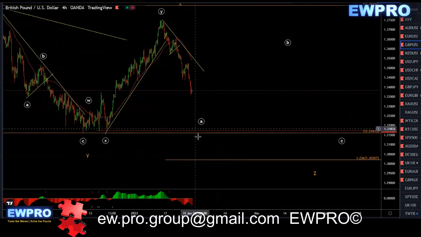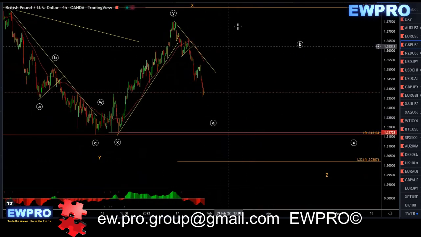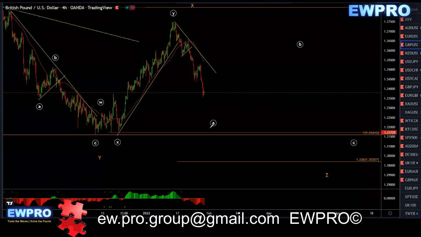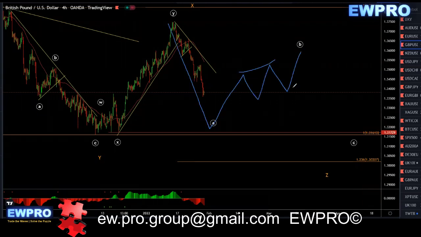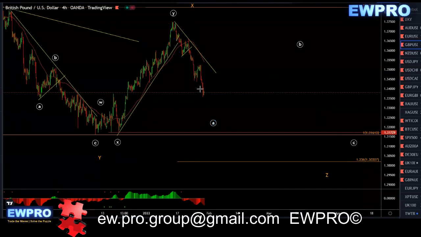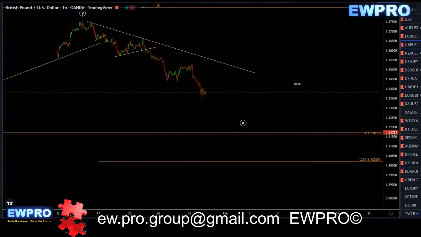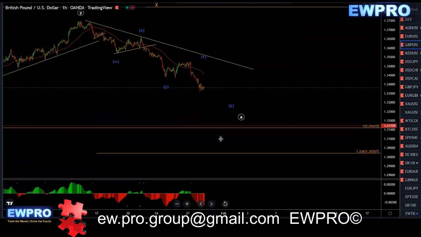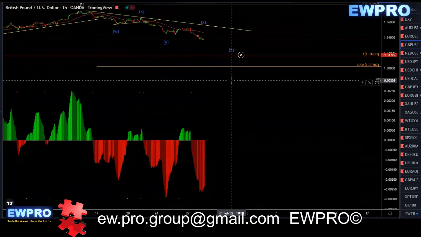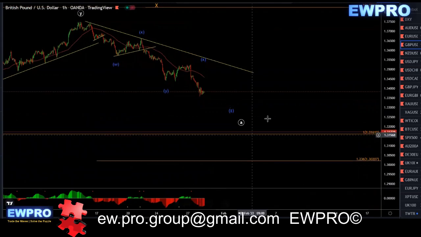Whether it goes and breaks the low in this one move, it's possible, or we get some sort of a correction in here for the B wave, and then we get a C down. On the H1, we do have bullish divergence, so we got 5 down.